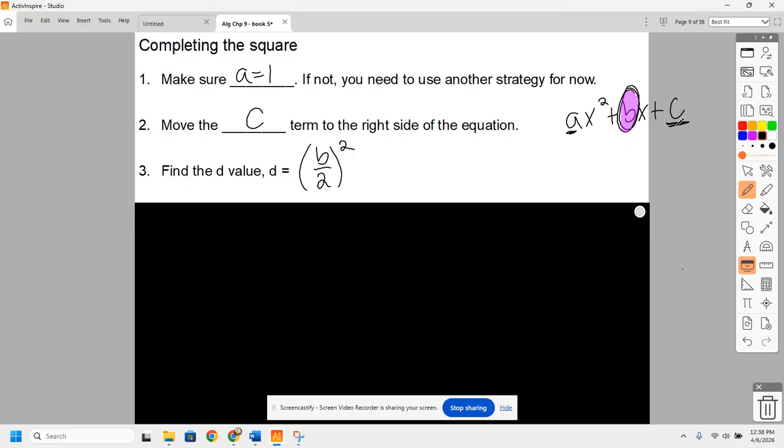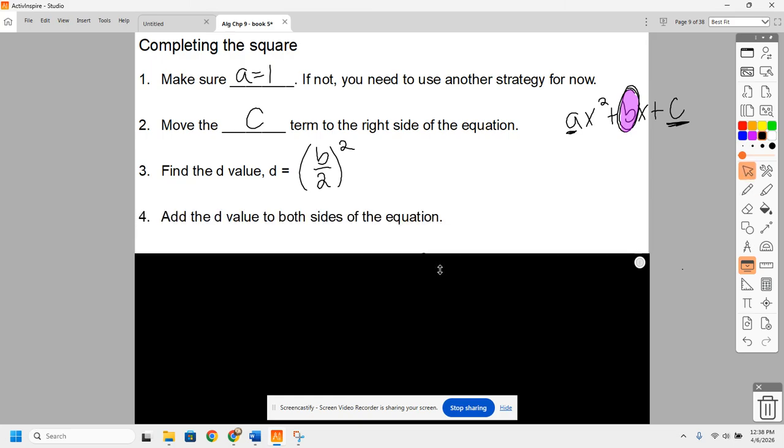Again, later on you'll learn how to do it when it's not 1. We have to move the c term to the right side of the equation, and we have to create a value called d, which is b divided by 2 squared. So let's get all that done. Let's go on to the next step.